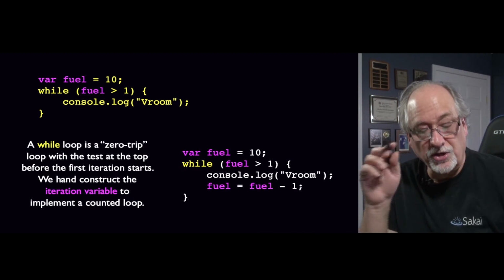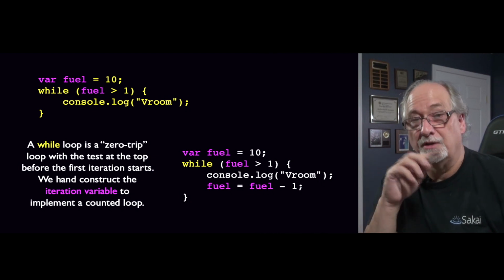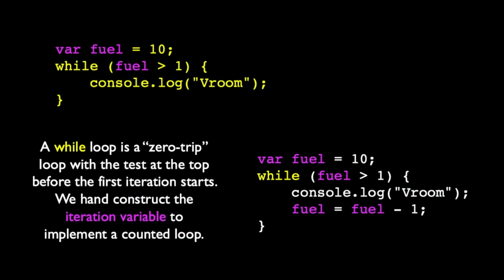You can have an indeterminate loop, a while loop that runs until something becomes true. It's a zero trip loop, which means that it runs a minimum of 0 times, which means it effectively functions the first time through like an if statement. So while fuel greater than 1, do this thing in the block, is really like an if fuel is greater than 1, do this block. Although in this case, I've built myself an infinite loop because fuel starts out at 10, and I say, while fuel is greater than 1, console.log vroom, which means it's just going to do that forever.